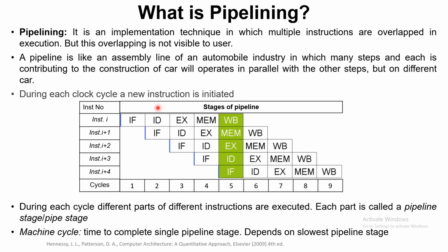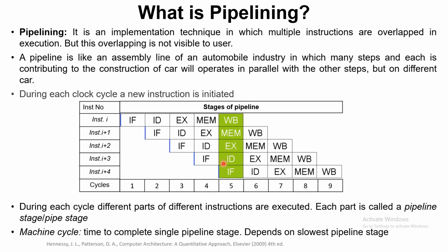So this is what is called overlapping. Overlapping of the processes, overlapping of the stages of the instructions. So when we move to the fifth stage, we will see that the write back stage of the data path will execute the instruction I. Memory access part of the data path will access the instruction I plus 1. Then the execution unit of the data path will execute the instruction I plus 2.